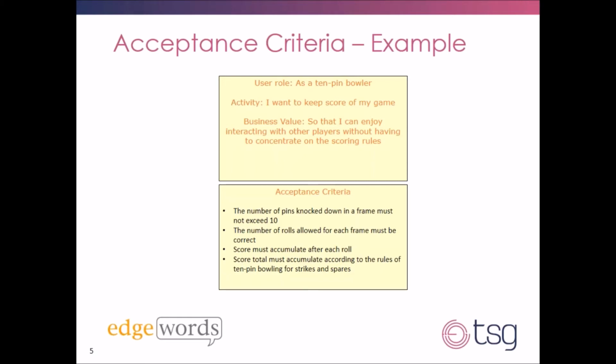So some of the important features we need here are associated with the acceptance criteria. The acceptance criteria are quite specifically associated with the scoring rules of the game. But we're not worrying about the mechanics of how the ball is rolled or how the scores are actually being calculated.